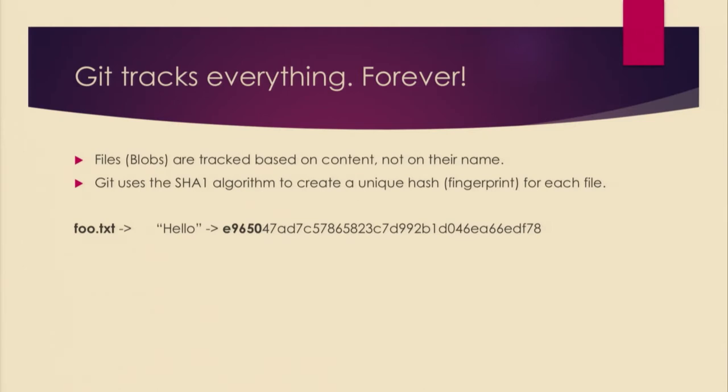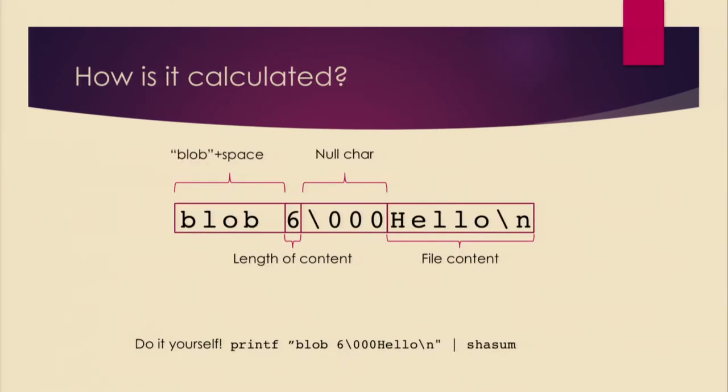How does Git calculate this? Well, very easy. It's going to start with the word blob, literally. It's going to add a space. It's going to append the length of the content, a null character, and then the entirety of the content of the file. And you can actually try this yourself. When you're at home, in your spare time, run this through this command, and you are going to get the checksum we showed you before.